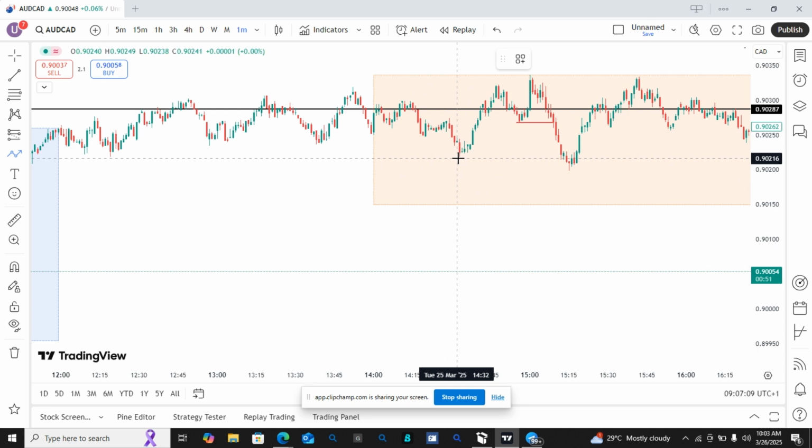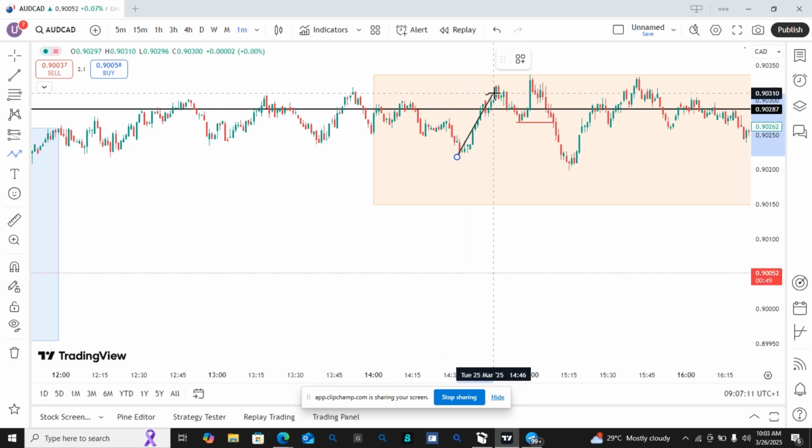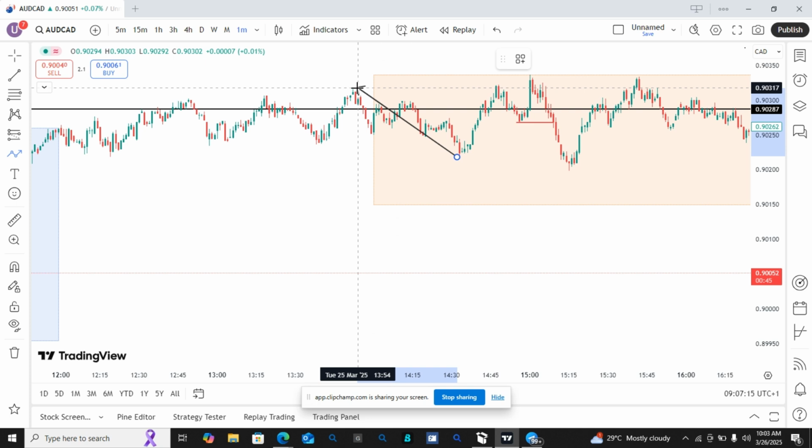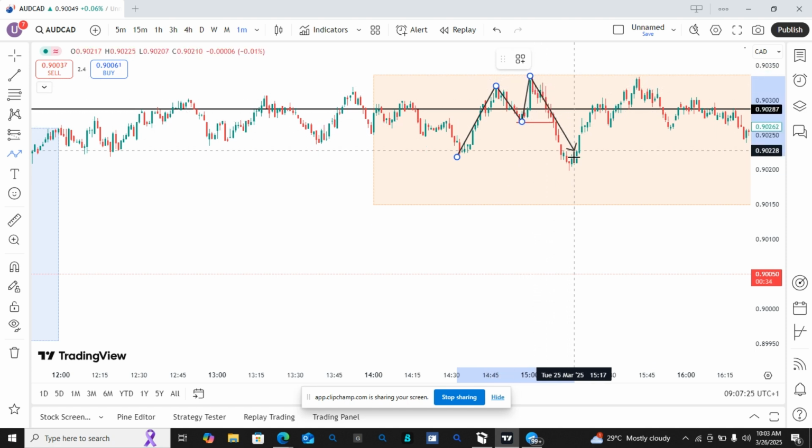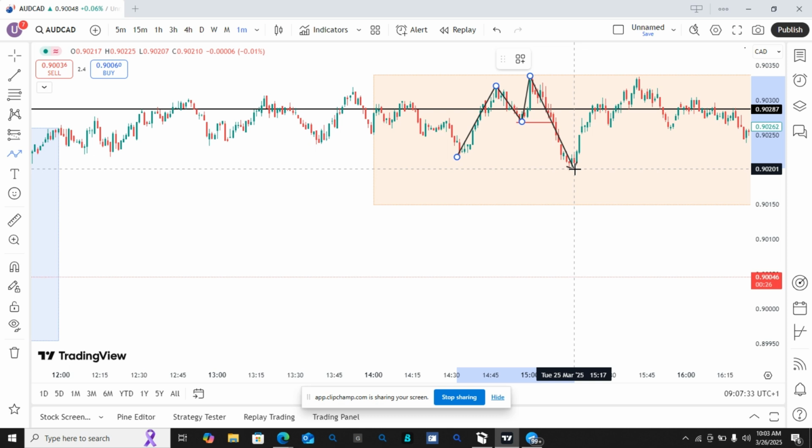Okay, we created a higher high at this zone because we closed above this previous high. We created a higher high here, a higher low, another higher high, and then a lower low. At this zone is when we shifted structure. That means we've now moved from bullish to bearish.